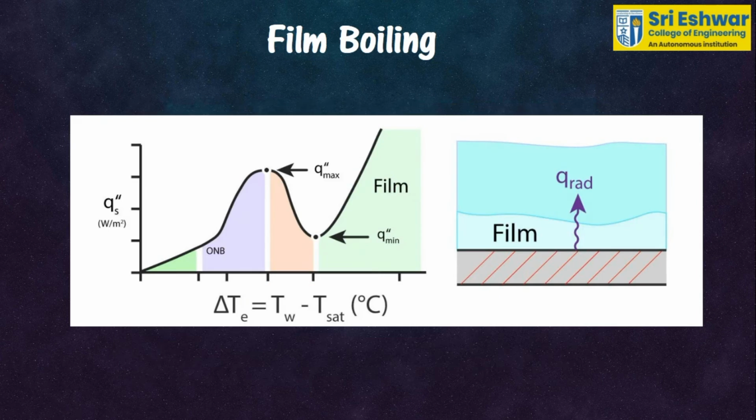And next we are going to see film boiling. A further increase in the heat flux causes a film of vapor to cover the surface. This significantly reduces the convection coefficient since the vapor layer has a significantly lower heat transfer ability. As a result, the excess temperature shoots up to a very high value. This is called film boiling.